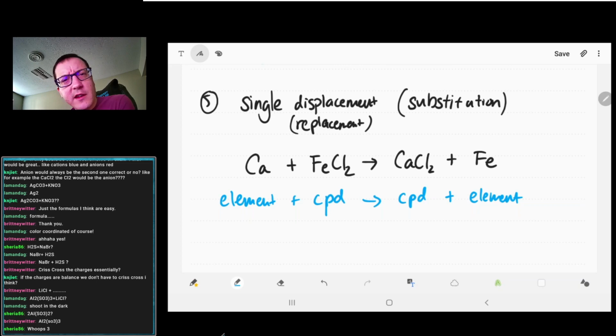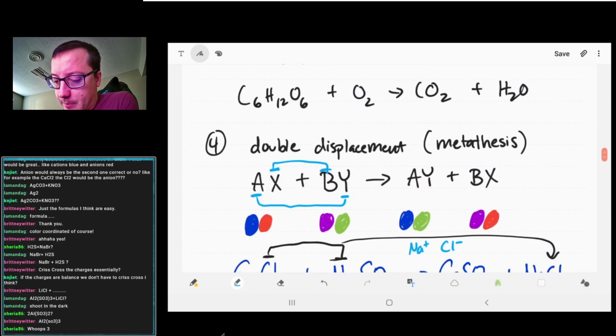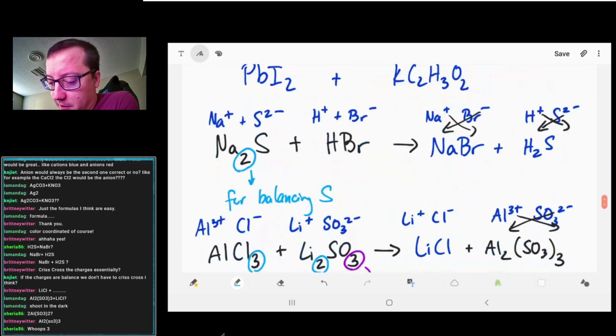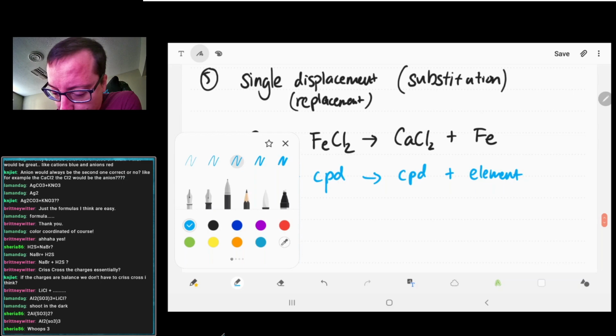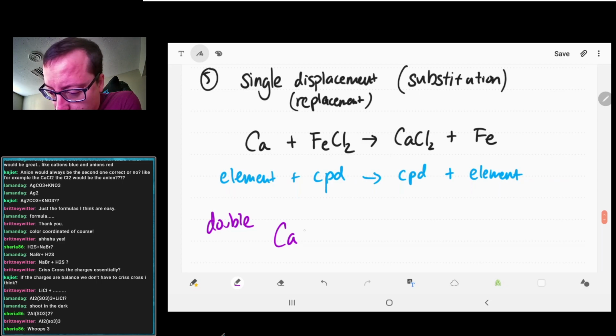Did we do this for the double displacement? Actually, I don't think we did. Let me scroll up real quick. Yeah, I didn't. Okay. Let me just write it down here. Sorry. So for double, we would do something like, I don't know.